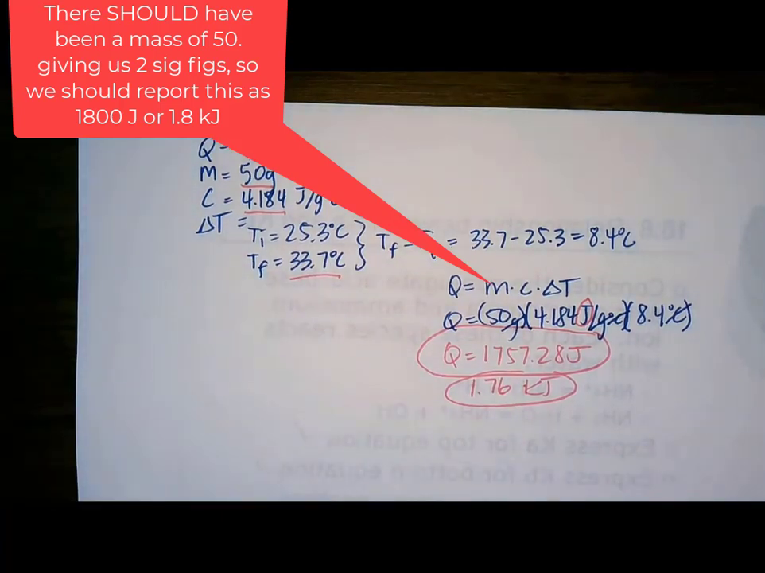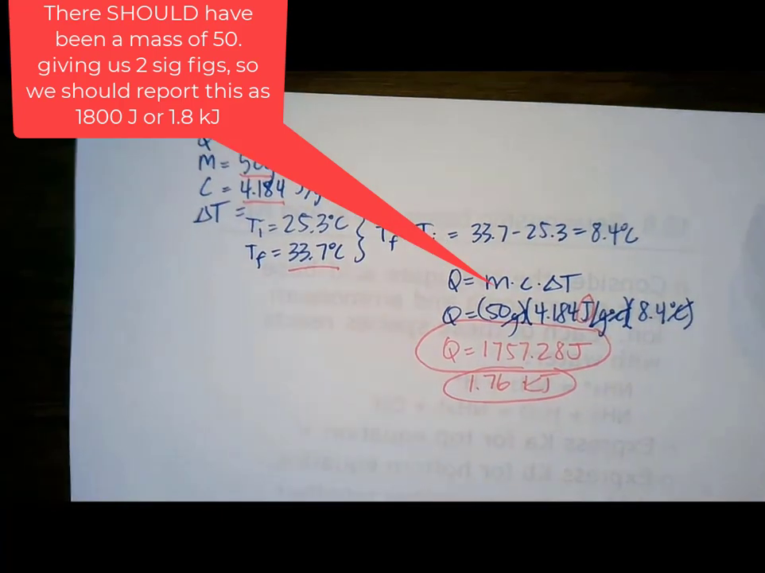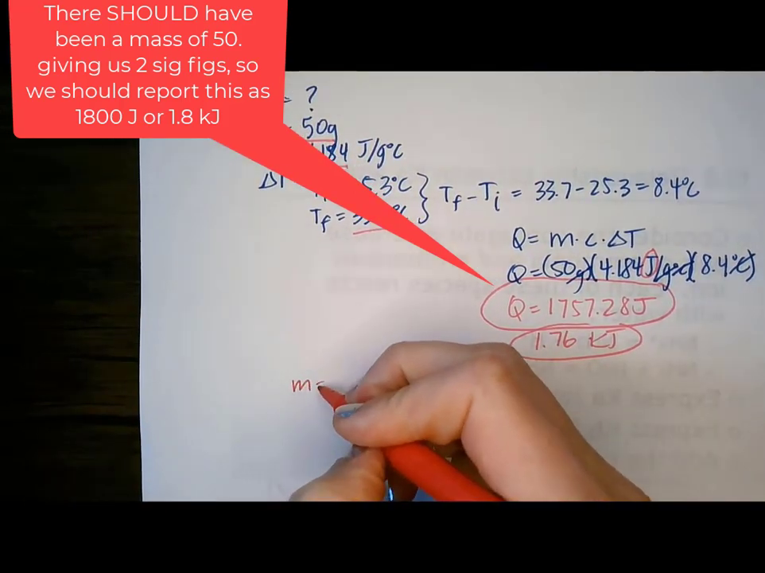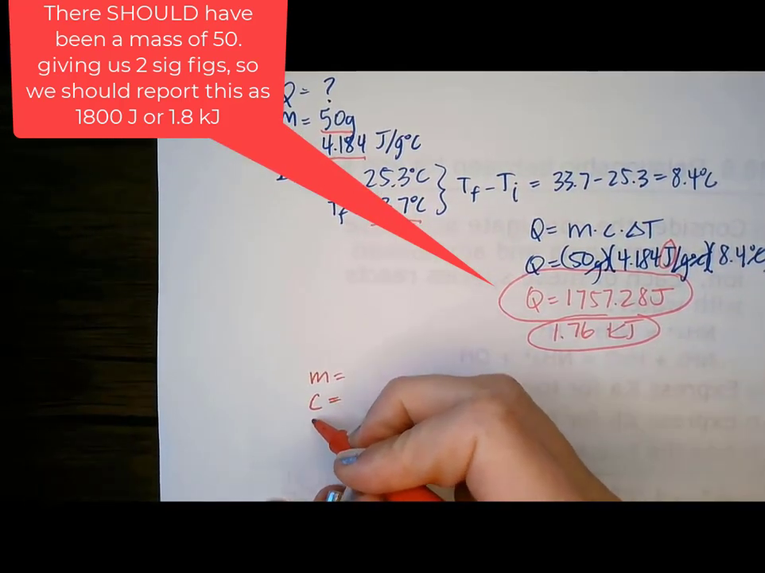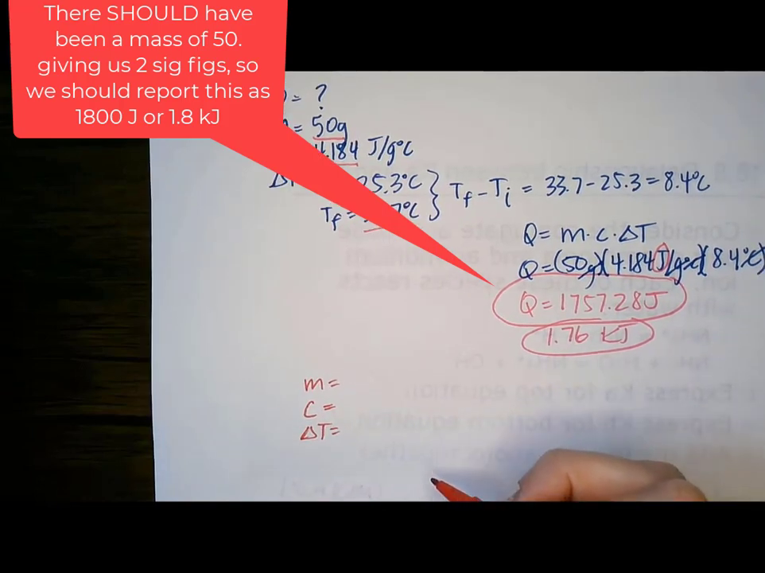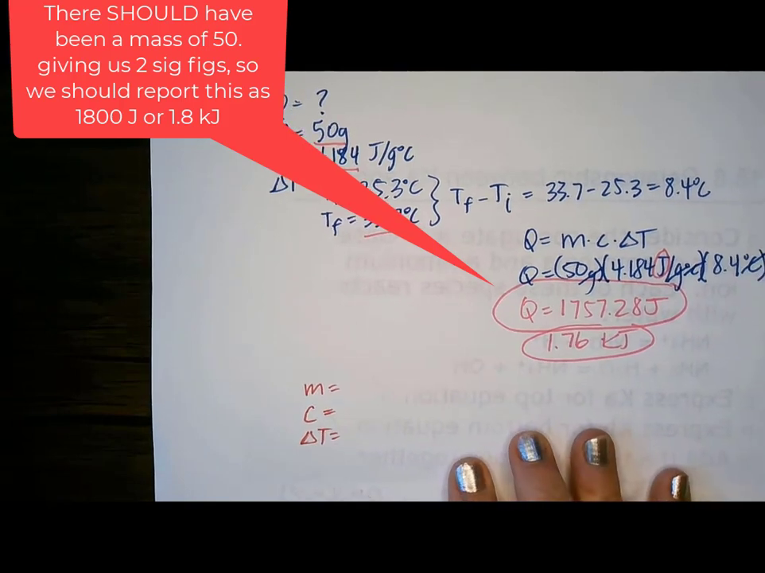Let's look at the next one where it says how much energy. So again, we're going to find Q. So let's see, we've got to know a mass, a C, and a delta T. It says we have a cup of coffee, 250 milliliters.